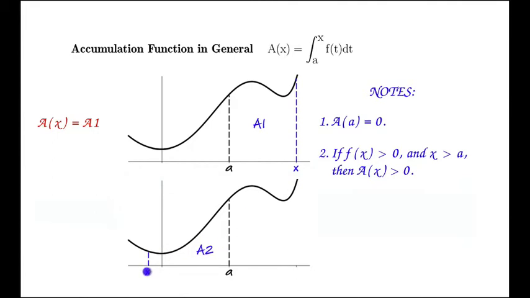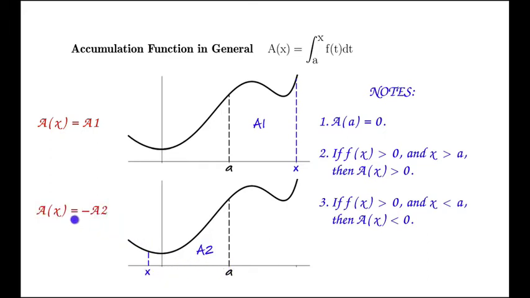But if x is on the other side of a, if x is over here, then things change a little bit. So if f of x is still greater than 0, and x is less than a, if x is on the other side, then the accumulation function is negative. So if we integrate from a to x and x is less than a, the amount that's accumulated is negative, essentially because we still take x minus a, and now x minus a is going to be negative. So in this case, A of x is minus this area, minus A2. This is a positive area, but the accumulation function for x less than a, even if f is positive, is going to become negative. Those are some general remarks about the accumulation function and how it behaves.